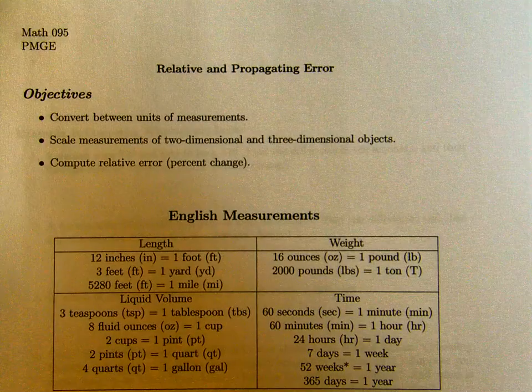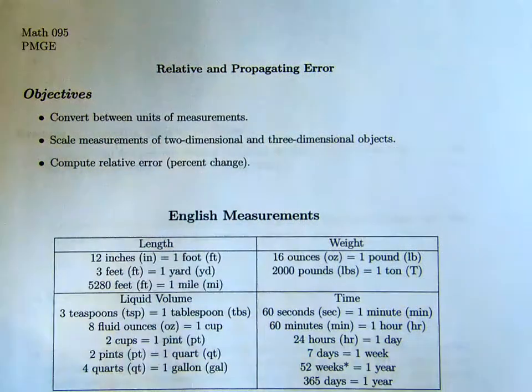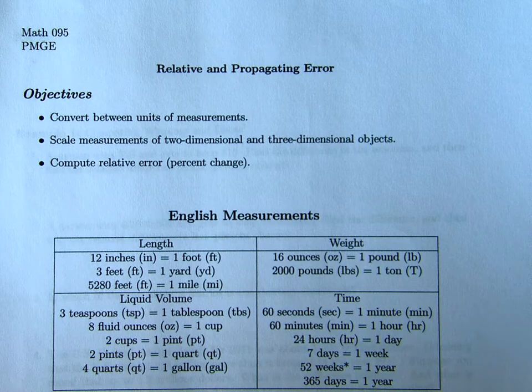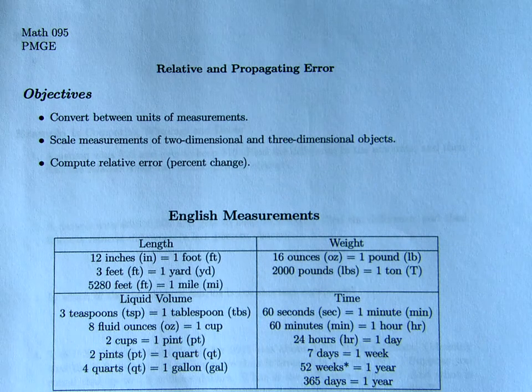All right, let's talk about a couple of things called relative error and propagating error. This is from section 2.6 from your book.